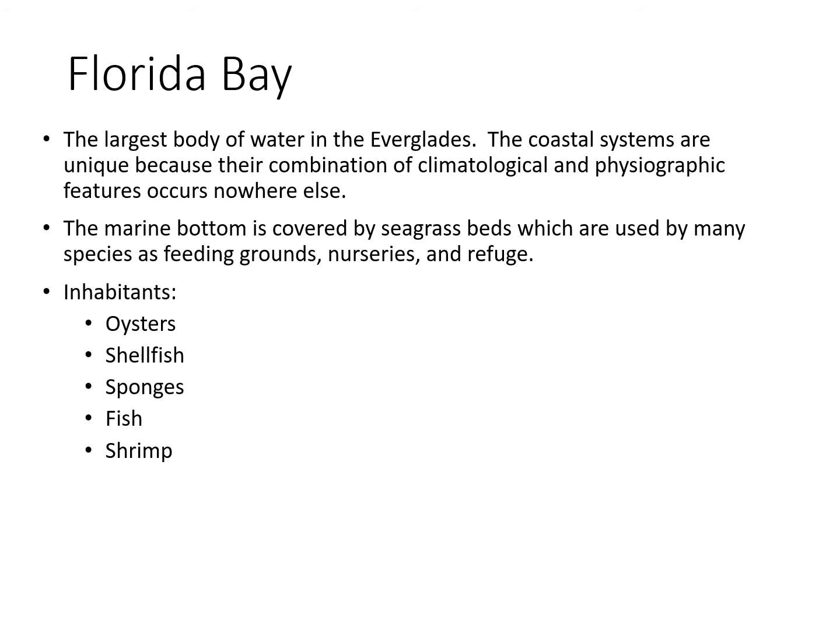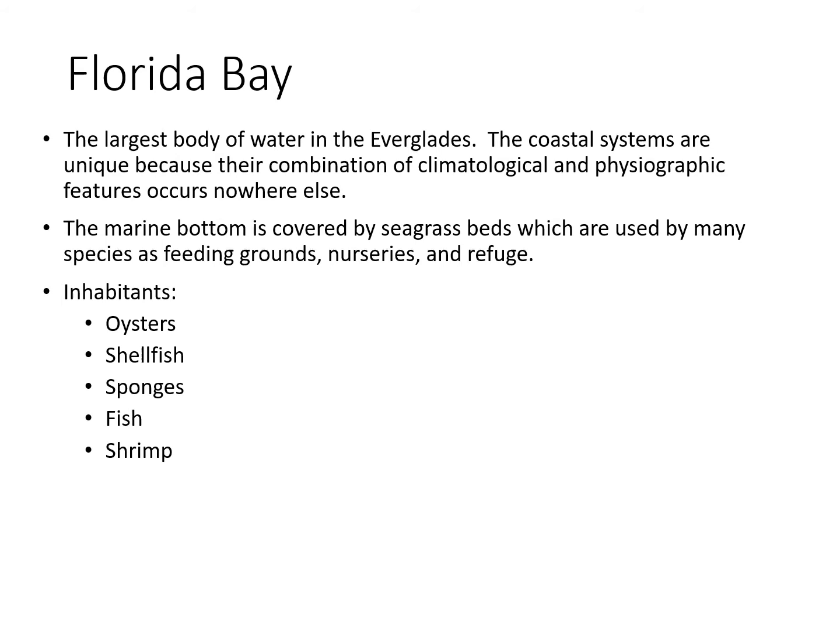In the Florida Bay area, that's the largest body of water in the Everglades. That coastal system is unique because of the climate at that latitude, the warm ocean water, and the influx of fresh water coming from land. You can't really find that in many other places. The sea bottom there is covered by seagrass beds, and it's a feeding ground for a lot of organisms, a nursery, and a refuge for wading birds.